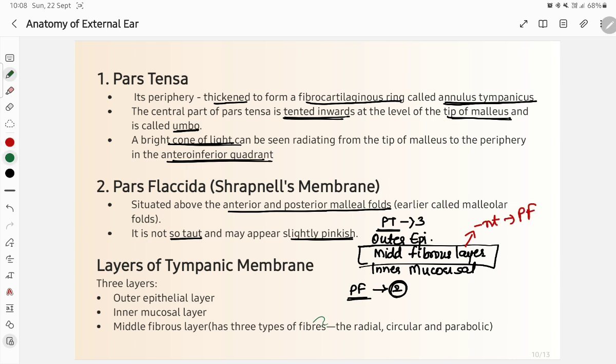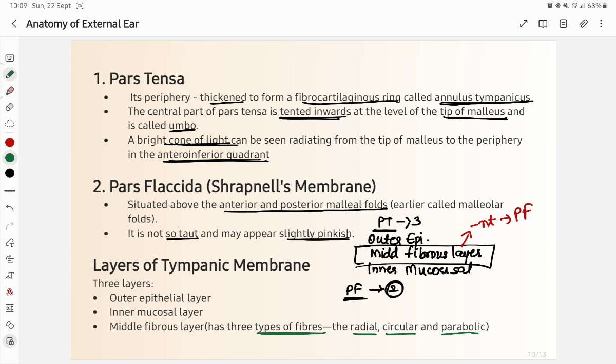In pars tensa, the middle fibrous layer has 3 types of fibers: radial, circular and parabolic. Now let's move forward to the next topic.